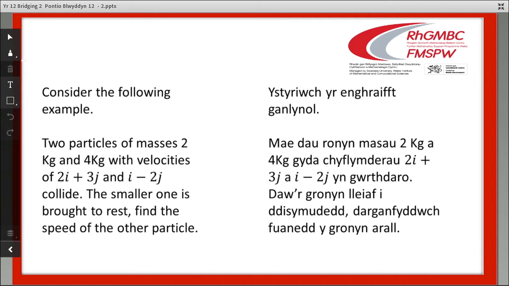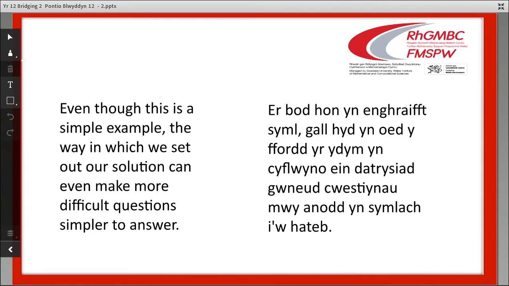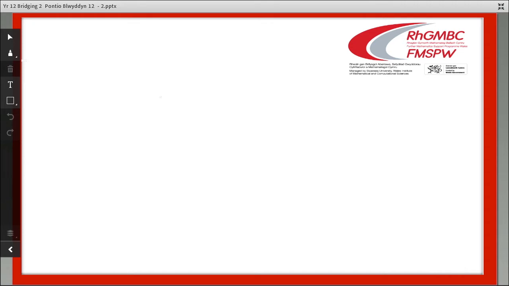Now, the layout of how you set this out can make this very, very simple. And if you don't get your layout right on simple questions like this, if they start to give you harder questions, then you are going to find it difficult to do. So please think about how you're going to set your work out. Now, this is a question on momentum and impulse. As I said, I'd like to look at the DAD system.